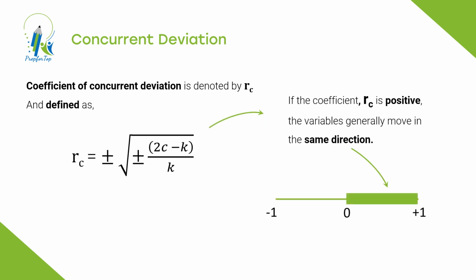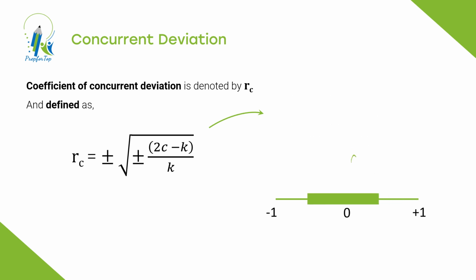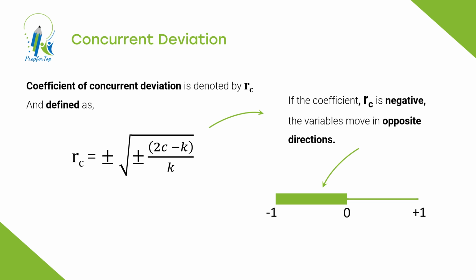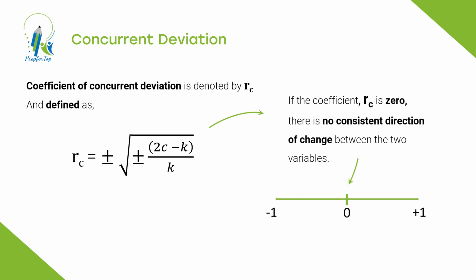If the coefficient RC is positive, the variables generally move in the same direction. If the coefficient RC is negative, they move in opposite directions. If the coefficient is 0, there is no consistent direction of change between the two variables.